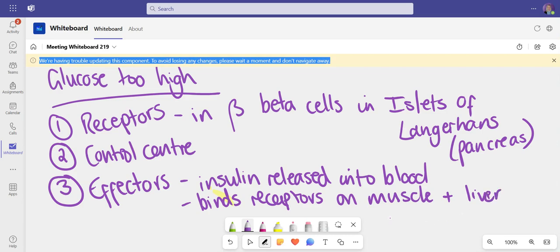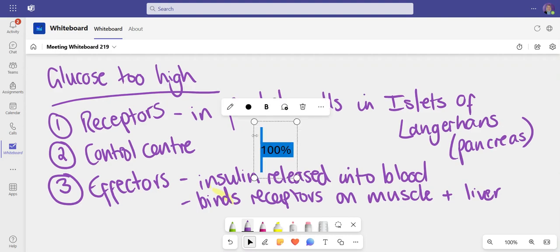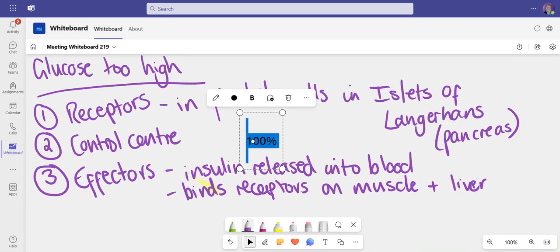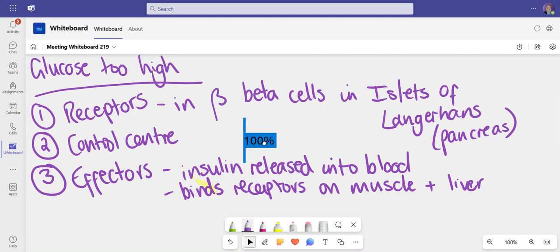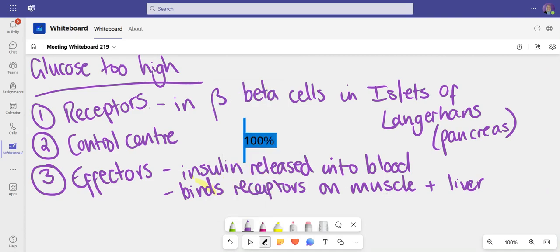And ultimately, this needs to reduce the amount of glucose in the blood. So ultimately, we want to decrease the amount of glucose. So ultimately, it decreases the glucose in the blood.